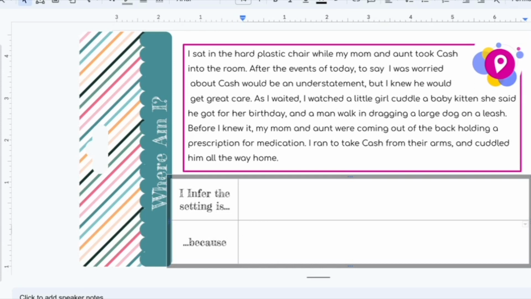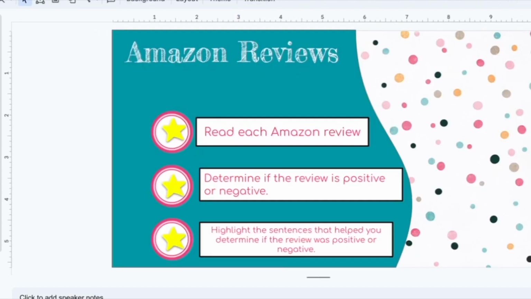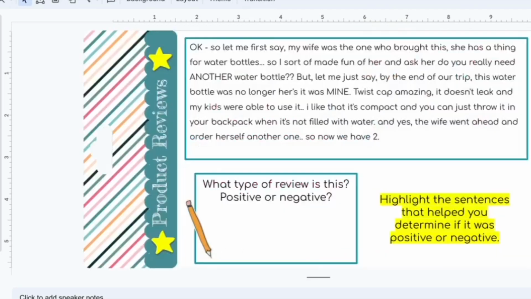So again, this one has 5 options here. And finally, my favorite one. Now, this is a crowd pleaser. They like the Amazon reviews, and they did this with the activities in the Inference mini lesson. So they read the Amazon product reviews. They have to determine if it's a positive or negative review, and then they have to highlight the sentences that help them determine that. They love it. It's fun. So this is a more higher level one. If you have students who understand inferencing, I would go with this station activity. And again, there's 5 of them as well.